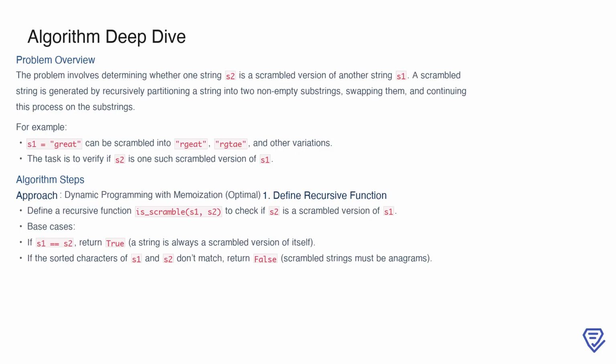To solve this, we use dynamic programming with memoization. The core idea is to define a recursive function, is_scramble(S1, S2), that checks if S2 is a scrambled version of S1. There are two key base cases to handle. First, if S1 and S2 are identical, we can immediately return true because a string is always a scrambled version of itself. Second, if the sorted characters of S1 and S2 do not match, we return false, since scrambled strings must be anagrams of each other. These base cases allow us to prune unnecessary computations early in the process.